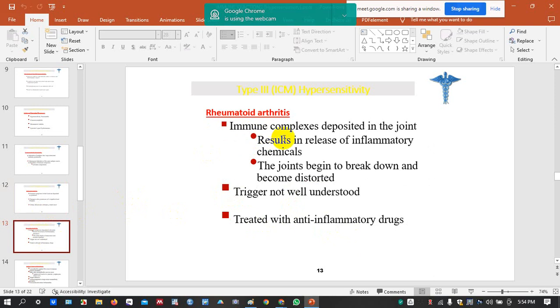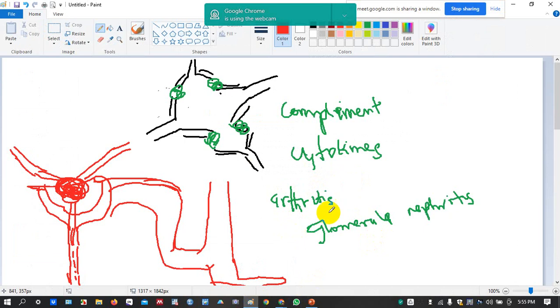Rheumatoid arthritis is when immune complexes are deposited in the joint, which results in release of what? Inflammatory chemicals. The joints begin to break down and become distorted. The trigger is not well understood, and it is treated with anti-inflammatory drugs. An example of an anti-inflammatory drug is ibuprofen, aspirin, and the rest. They are under a class of drugs called NSAIDs.